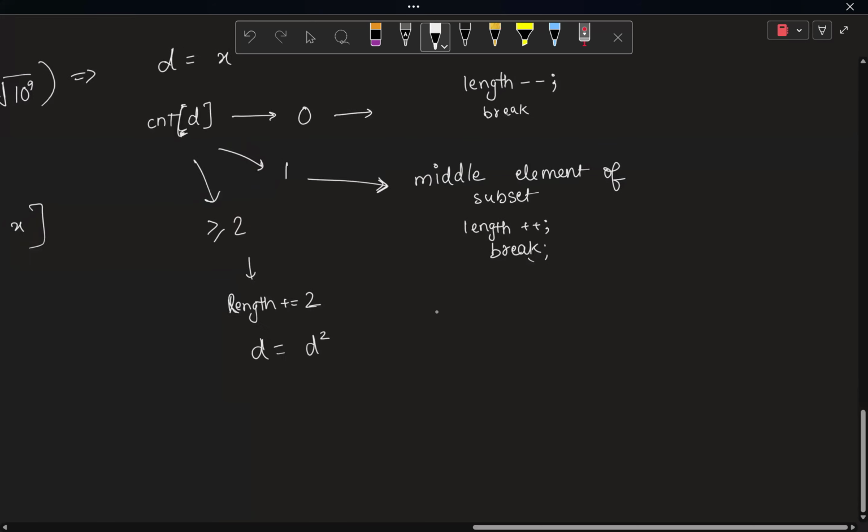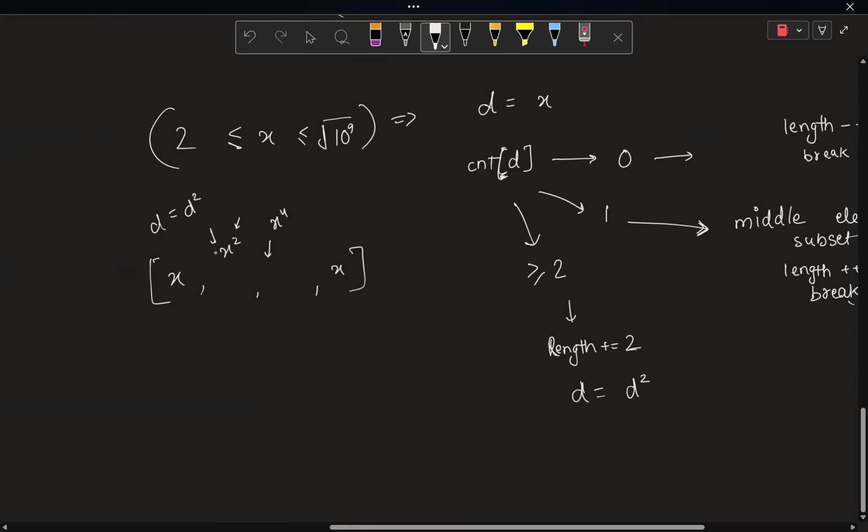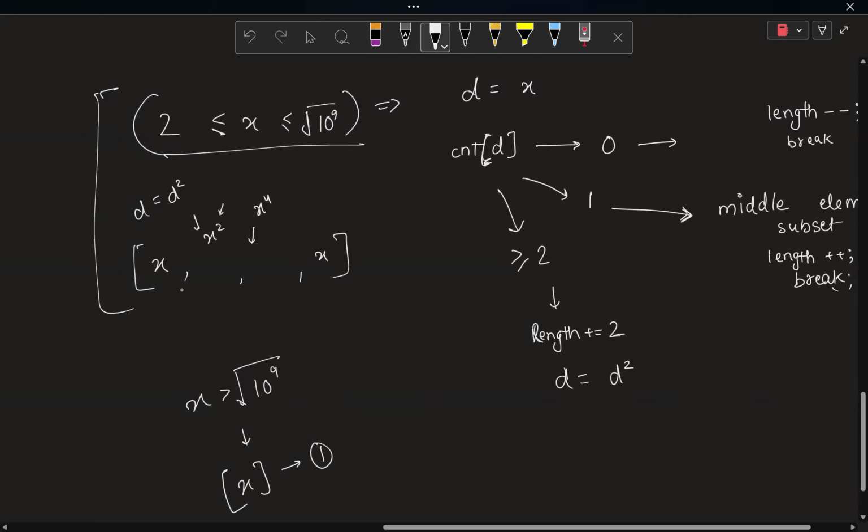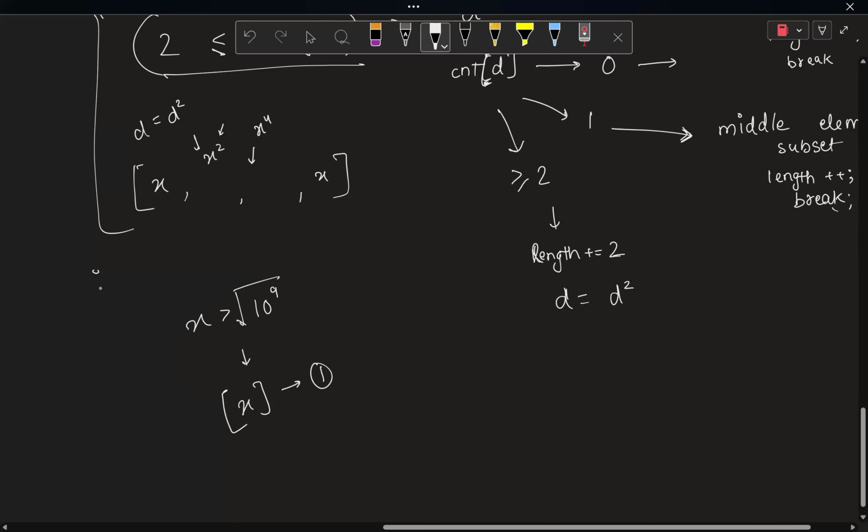So these are the cases we have got for x being in this range. And if x is greater than 10 raised to the power 9, under root 10 raised to the power 9, in that case, the answer is simple, that we don't really have to consider anything, because the only possible subset would be x. It would have a length of 1, and we know that all the subsets we have been already covering would have got the answer greater than or equal to 1. 1 would have been the smallest possibility. So you don't really have to worry about it. Or if you want, you can just initialize answer with 1.